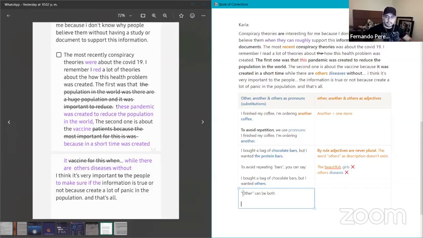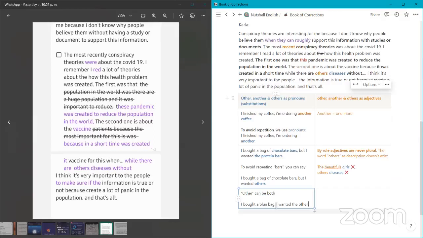Let's collect it here. Other can be both. Example: I bought a blue bag. I wanted the other.